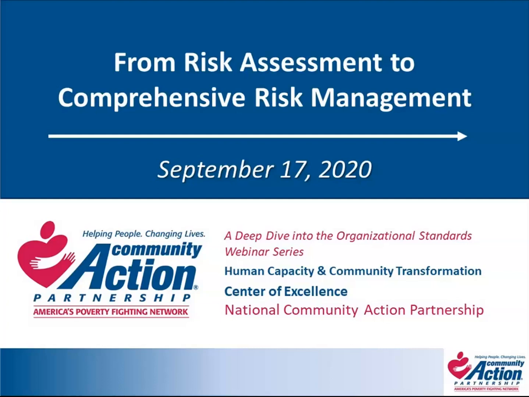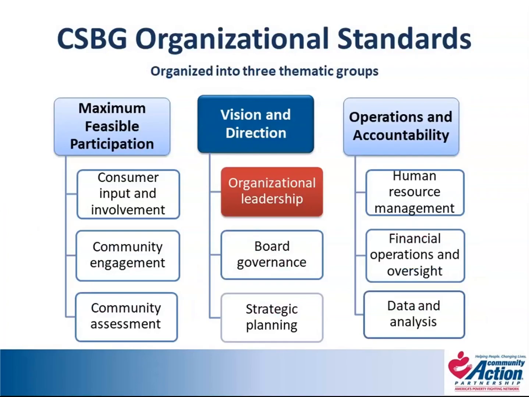But I'm going to give a little bit of an introduction just to ground us in the organizational standards and talk about moving from compliance to excellence. As many of you probably know, our CSBG organizational standards have 9 different categories. They organize into 3 different thematic groups. Today we're going to be focusing mostly on one of the standards, within the group of vision and direction in the category of organizational leadership. So that's where we're coming from today.